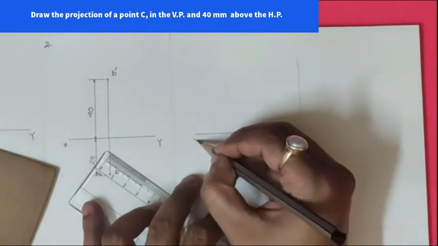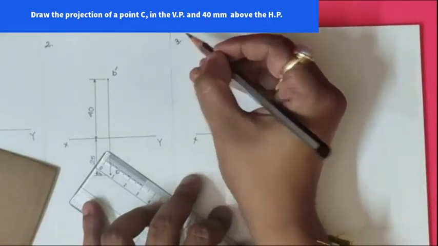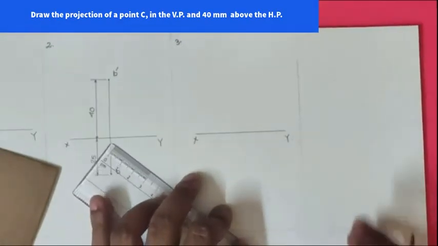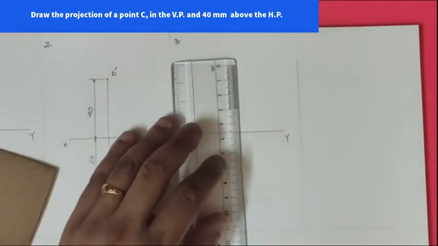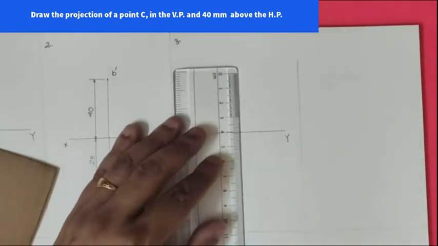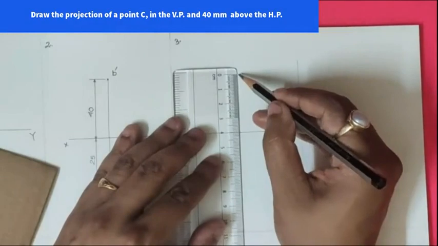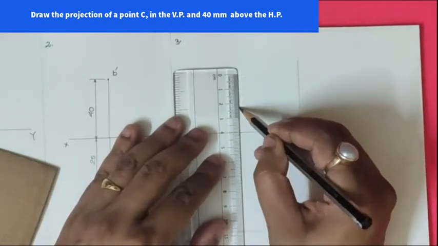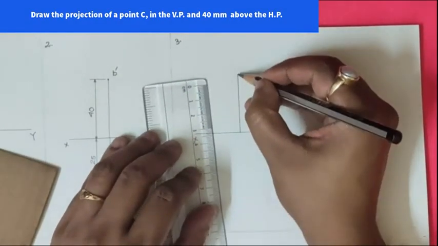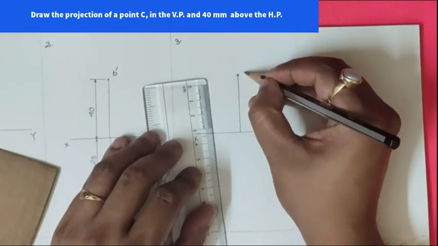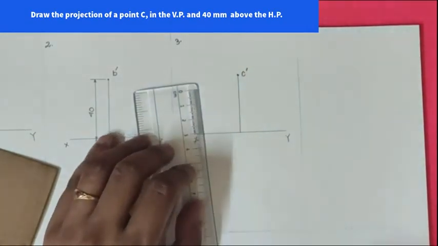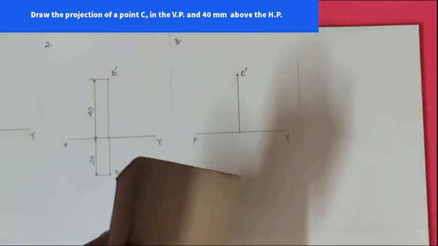Let us draw the xy line first. This is our XY line. This is problem number 3. So above the XY line we have the front view. So this is our front view. This is C dash. So the front view is done.